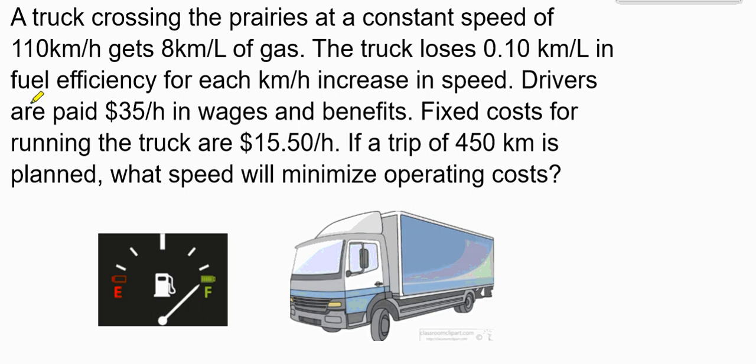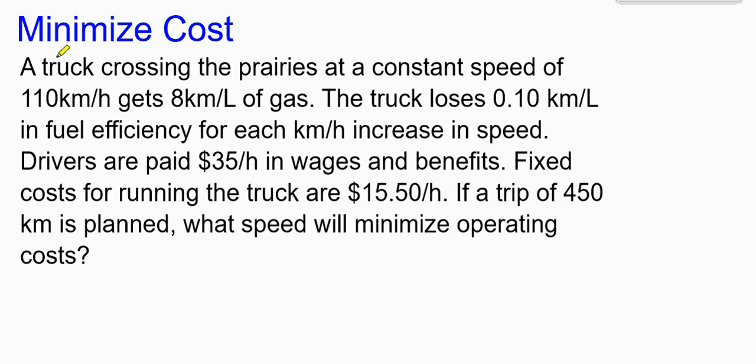So the first thing is obviously there's a whole bunch of information being thrown our way in this question. So let's look at it really carefully and piece out what the important information is. The first thing is that we're trying to minimize the operating costs. That's how it fits into our optimization unit. It is a question where we're going to have to create some sort of equation and then minimize that equation. So what information do we have that pertains to the cost of this trip?